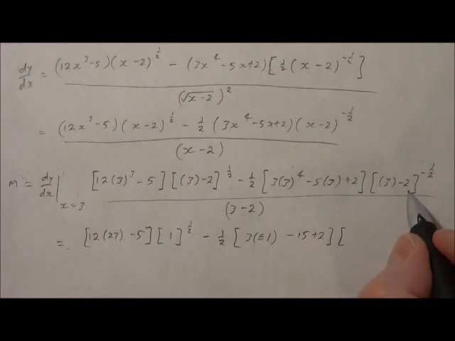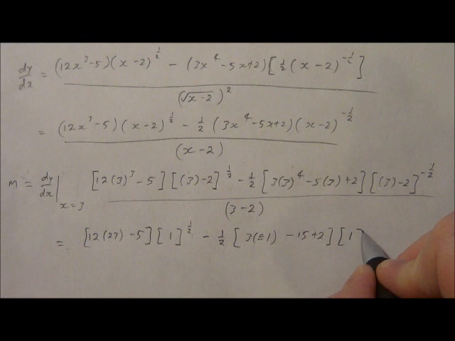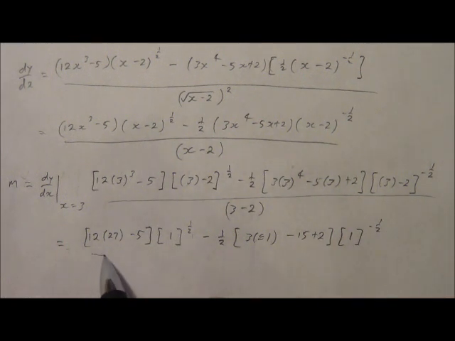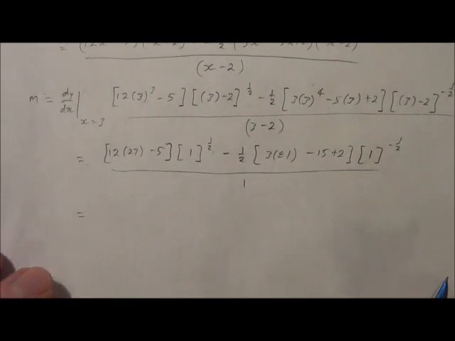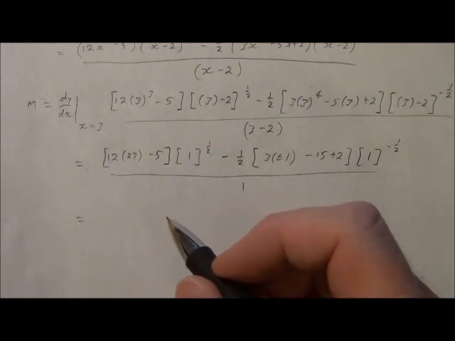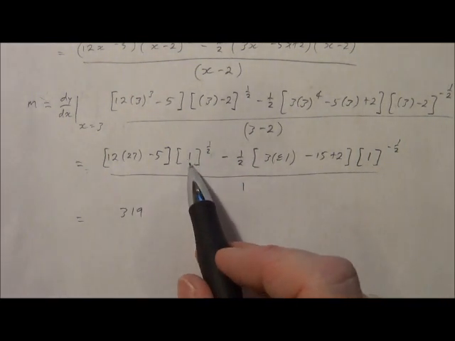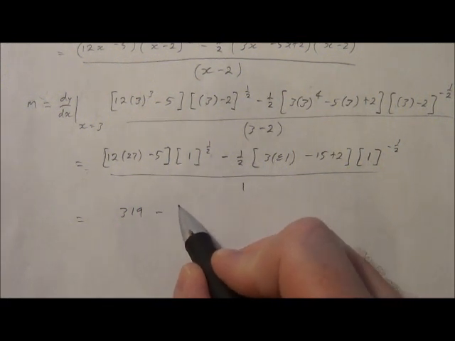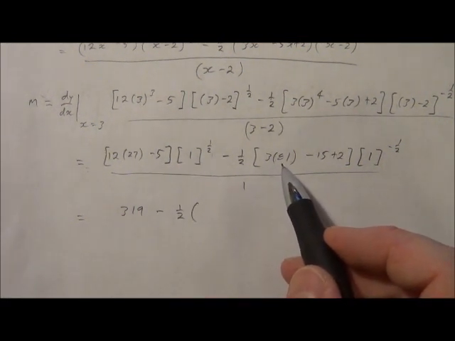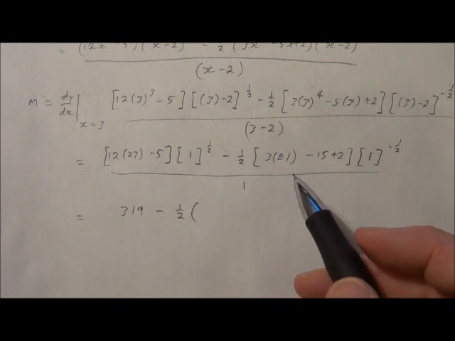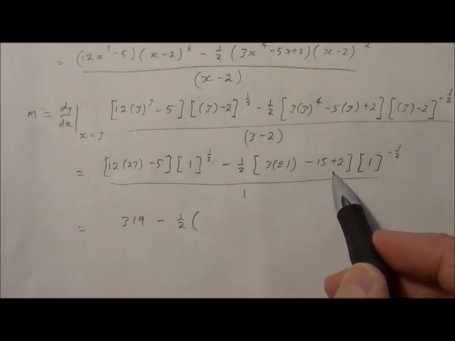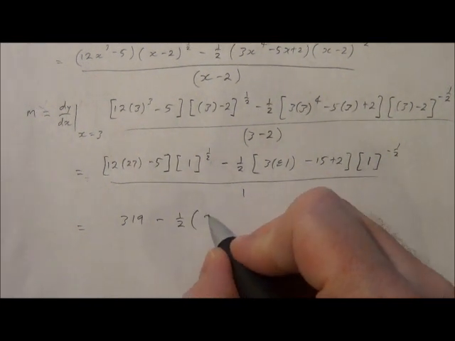And then here we've got 3 minus 2 which is 1. And the reciprocal of that, the square root. And then over here we've got 1. Okay, so I can reduce down a little bit of this, simplify a little, and I'll probably need a calculator for some of this. So 324 minus 5 is 319, and the square root of 1 is just 1, minus a half times, so we've got 243 minus 13, which is 230.